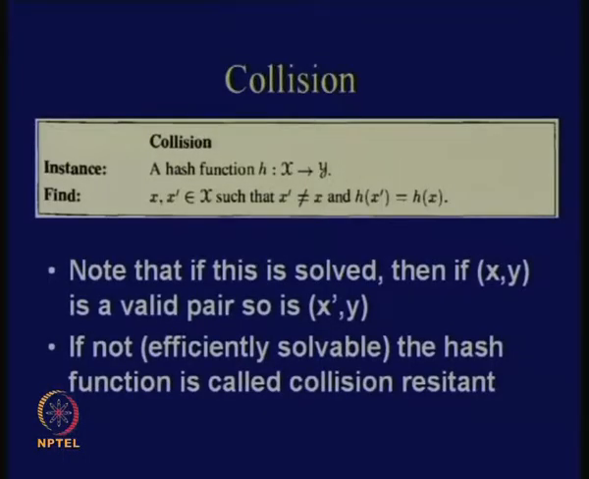Okay. So intuitively we see that if I am designing a hash function and I am able to make it collision resistant, then I should be able to give guarantees for the other properties also. Okay. I am not proving this at this point, but it is quite intuitive. Okay. But we will try to prove this result also. Okay. So note that if this is solved, then if x, y is a valid pair, then so is x dash, y, and if this is not efficiently solvable, then the hash function is called collision resistant. Okay. So these are the three important properties which a hash function must satisfy, right?